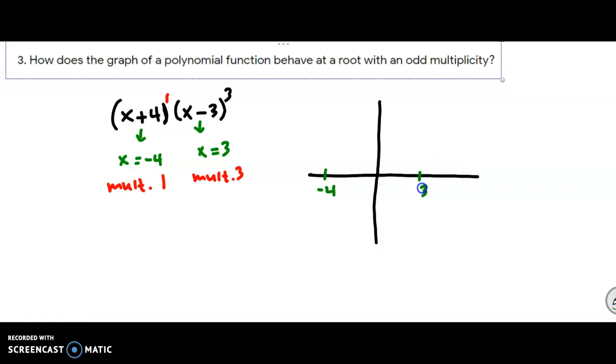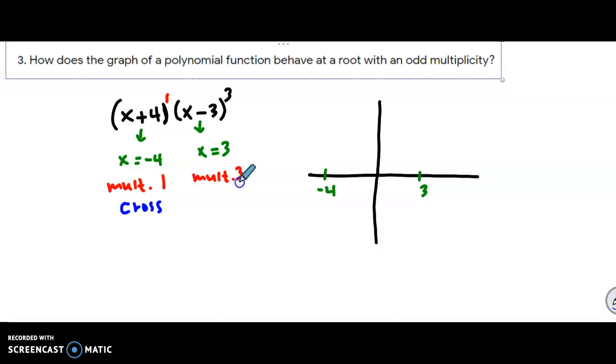Okay, so here's one thing I want to clarify. In the videos, you were told that if it's an odd, it crosses through. Okay, I'm going to be a little bit more specific. When it's a multiplicity of 1, it crosses through. Okay, it does cross through.